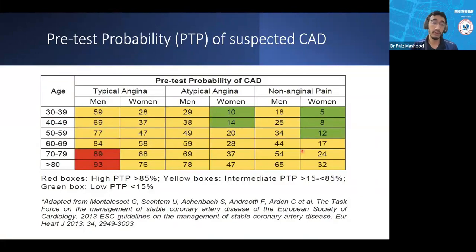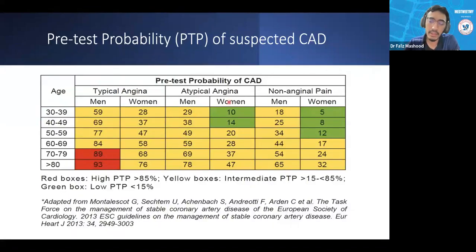For those that fall under the red colored zone, the high risk group, either we do a diagnostic test first, provided the patient is asymptomatic, or, if the patient is symptomatic despite medical treatment and at high risk, we can jump to invasive coronary angiogram because it is both diagnostic and therapeutic.